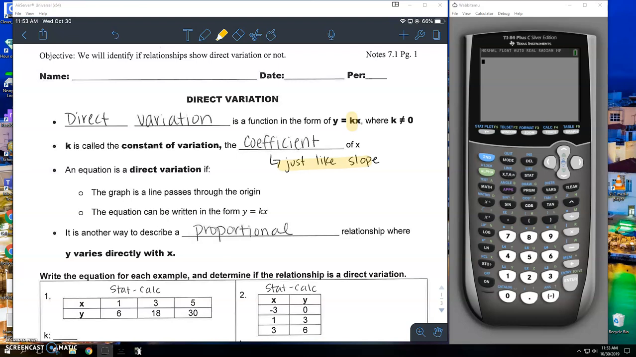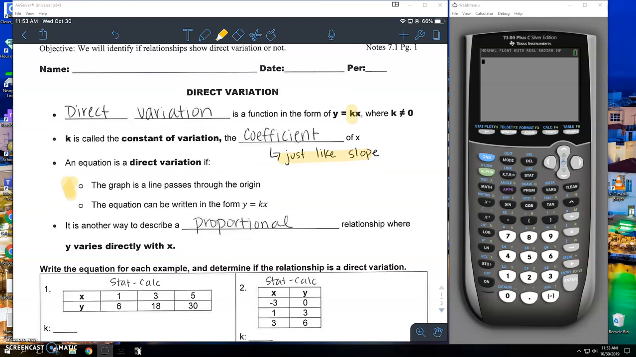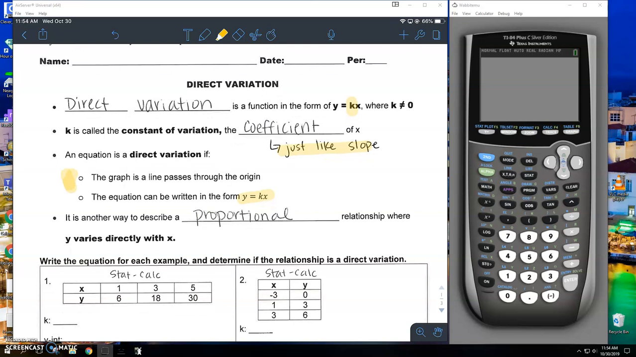An equation is a direct variation if the graph is a line that passes through the origin, and the equation can be written in the form of y equals k times x. It is another way to describe a proportional relationship where y varies directly with x. Okay, direct variation, so it's going to vary directly.